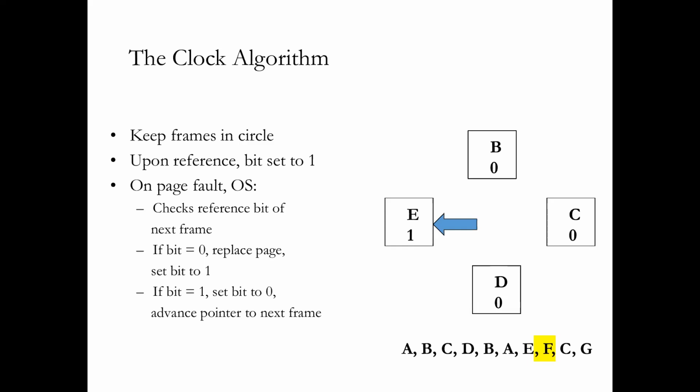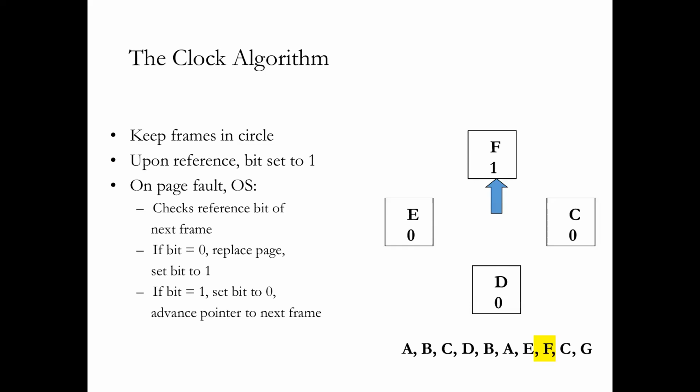So now we have next page, F. The same thing, right? B is already 0. So B is ready to be kicked out. So we kicked out B, brought in page F, and set its bit to 1, right?